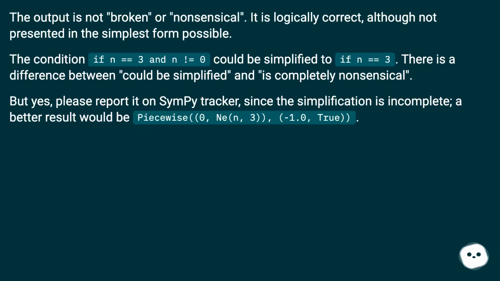The output is not broken or nonsensical. It is logically correct, although not presented in the simplest form possible. The condition if n equals 3 and n not equals 0 could be simplified to if n equals 3. There is a difference between could be simplified and is completely nonsensical. But yes, please report it on the Sympy tracker, since the simplification is incomplete. A better result would be Piecewise((0, Ne(n, 3)), (-1.0, True)).